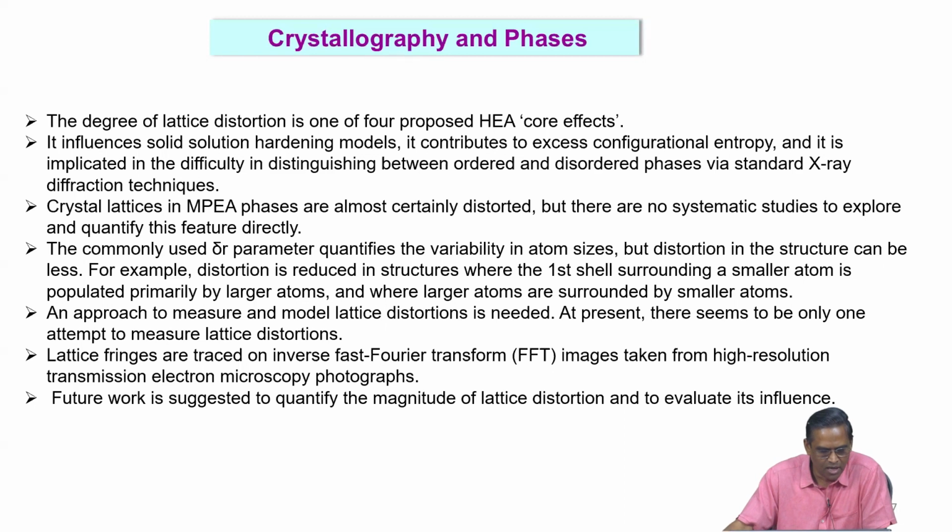So, the commonly used delta R, that is a change in atomic size diameter, quantifies the variability in atom sizes, but distortion in the structure can be less. So, there are people doing, like what you said, transmission electron microscopy. Lattice fringes are traced on inverse fast Fourier transform images. And this kind of gives some idea about the distortion, how the inverse fast Fourier transform, taken from the high resolution TEM, gives some kind of idea.